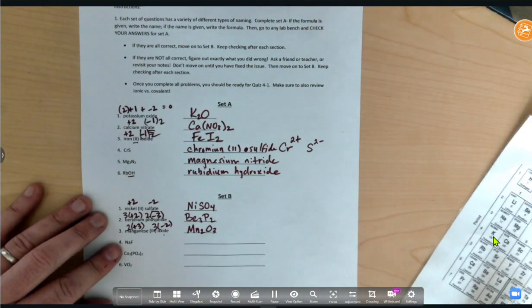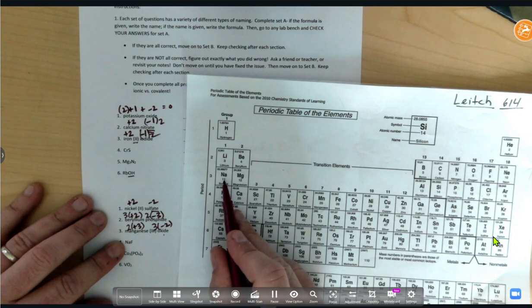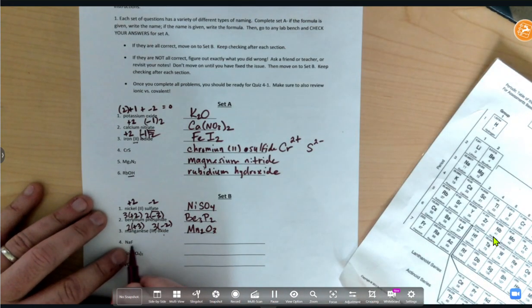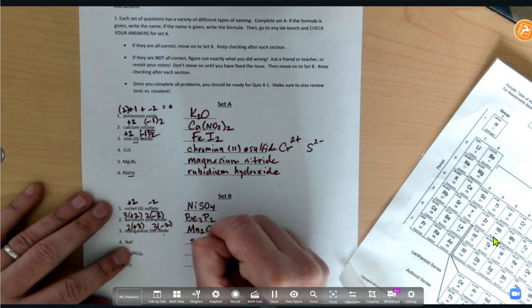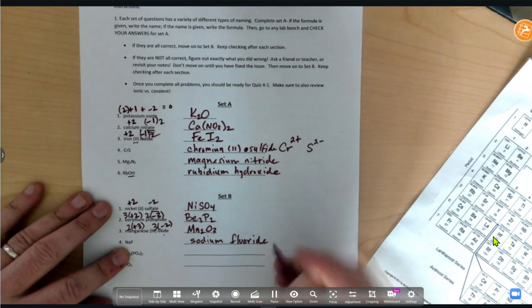All right, now for the naming. Before we can name, we have to find the metal on the periodic table. Na is sodium. It's in group 1, so we do not need a Roman numeral. There's no polyatomic ion here, so we just call this compound sodium. F is fluorine, so sodium fluoride.